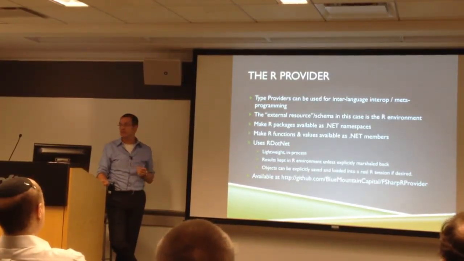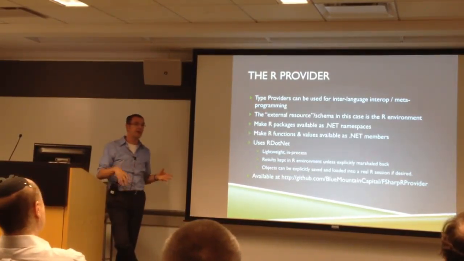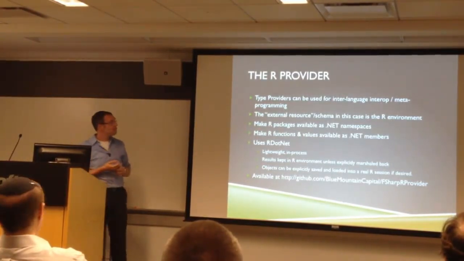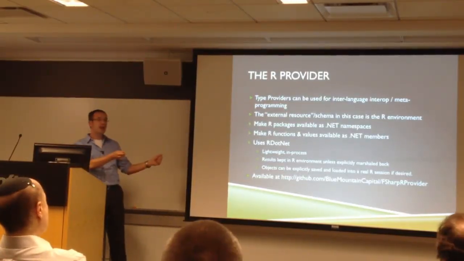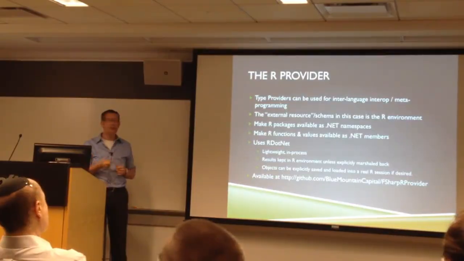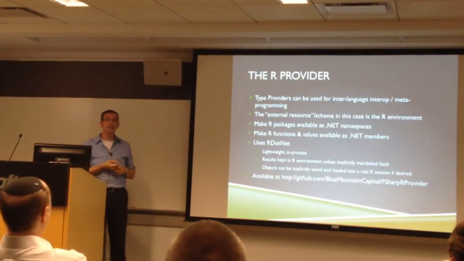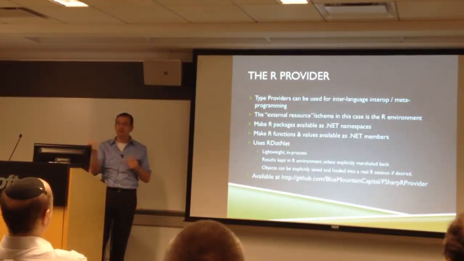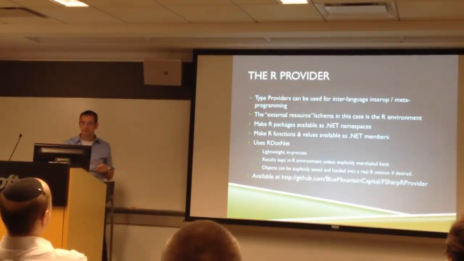So the external resource in my case, the schema, is the R environment, the packages you have, and all the functions that exist in those packages. Those are the things I'm reflecting over in order to provide types. The basic objective is to find out what R packages you have available in your system and make them available as .NET namespaces. So I can open that .NET namespace and call it as if it was a .NET function. And values as well, they're not all functions. It's basically the same thing.